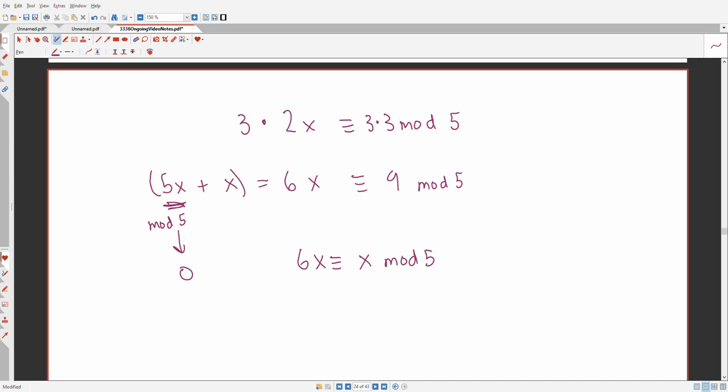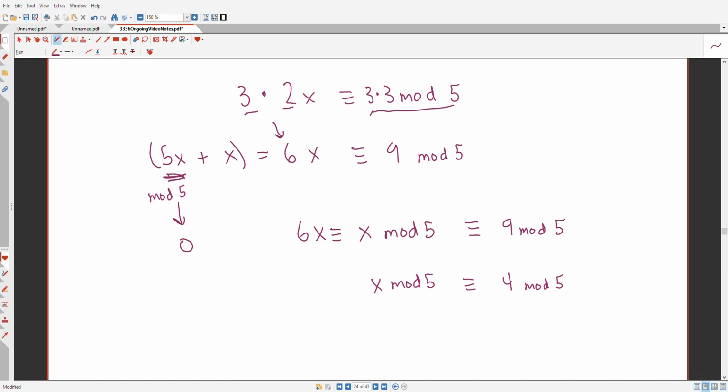Right? In fact, I knew I was going to be able to do that because 3 times 2 was congruent to 1 mod 5. So rather than writing this as a 6, I could have written this as a 1. And then that's got to be congruent to 3 times 3 mod 5, or 9 mod 5. And I just say, okay, but 9 mod 5, if I want to rewrite it, has to be congruent to 4 mod 5.